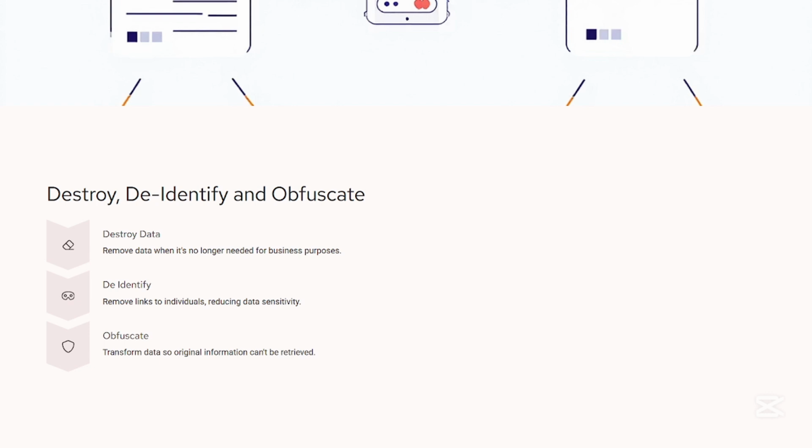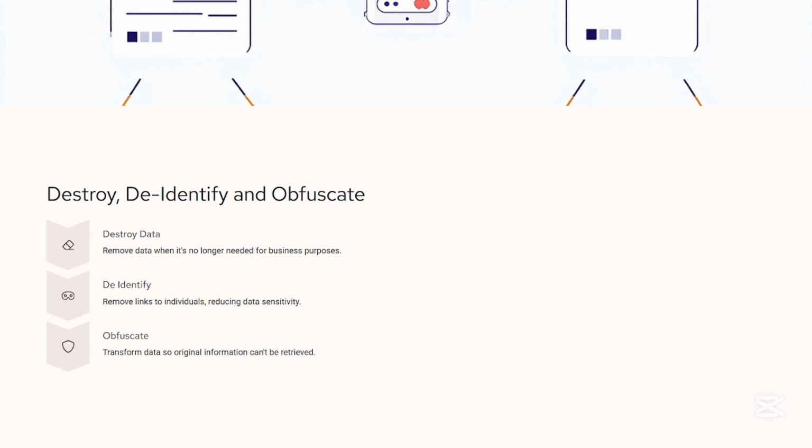Data minimization is carried out through 3 different methods, and that's destroy, de-identify, and obfuscate. So you either destroy the data, or you de-identify the data, or you obfuscate the data. Let's look at each of them. Destroy the data. Remove data when it's no longer needed for business purposes. It's as obvious as it states. When data is no longer needed for business purposes, remove it or delete it.